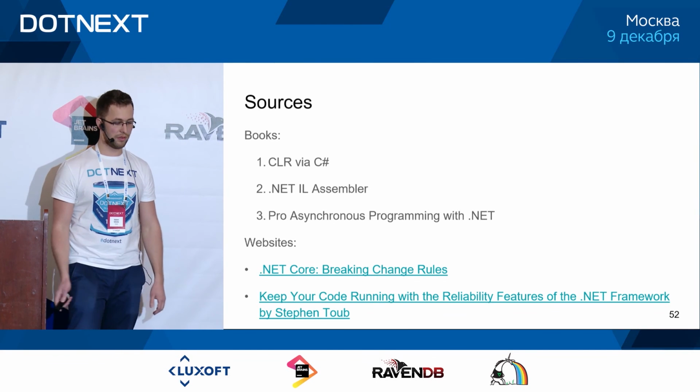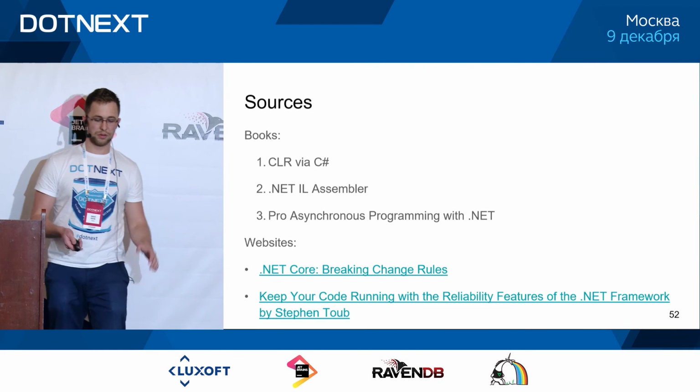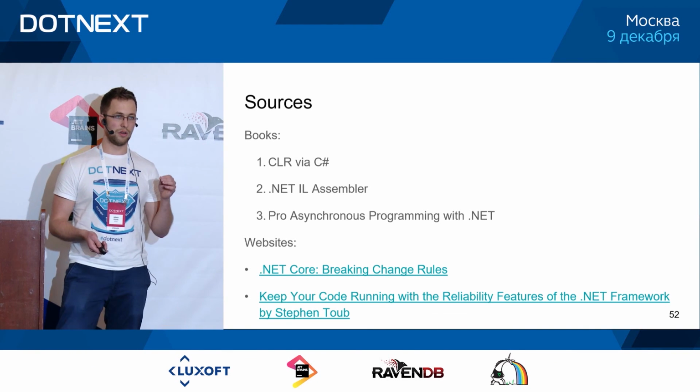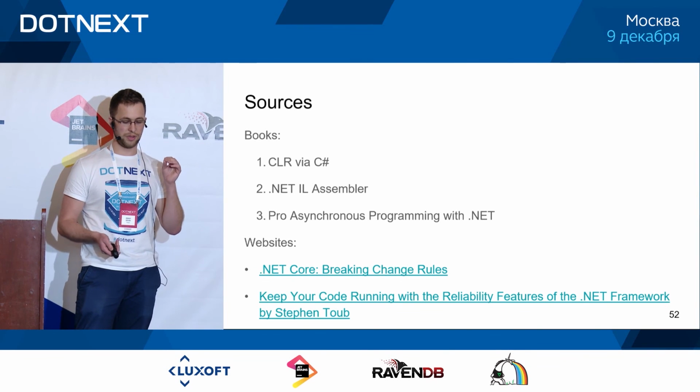And two websites. One is Breaking Changes in .NET Core, if you are using .NET Core, and the other is an old explanation of constrained execution regions, which is already in the Web Archive.